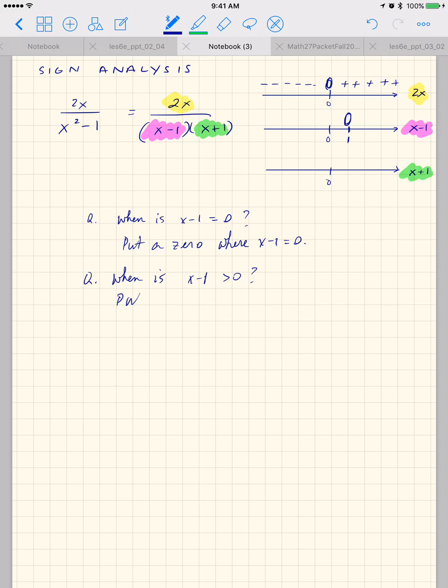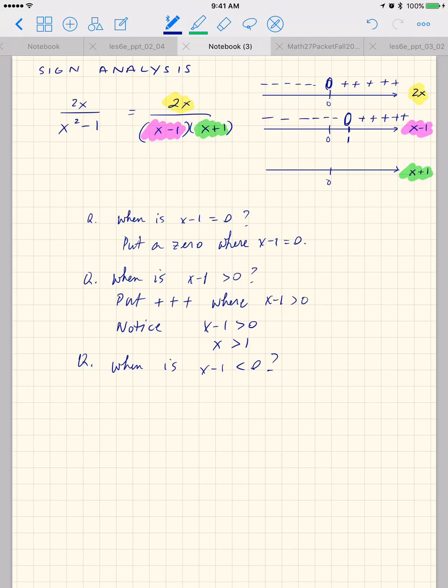Okay, put plus signs where x minus 1 is positive. Now, x minus 1 is positive if and only if x is greater than 1. So I'm going to go over here and put plus signs when x is greater than 1. And also when x is negative, that's the last part. When is x minus 1 negative?